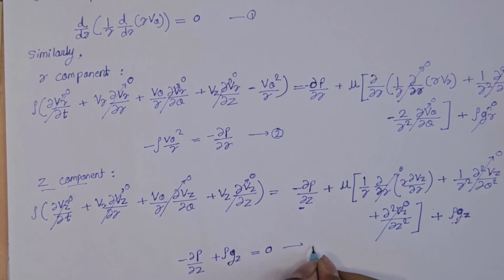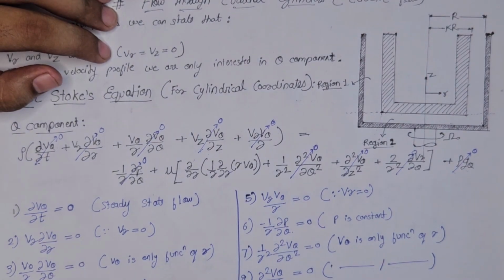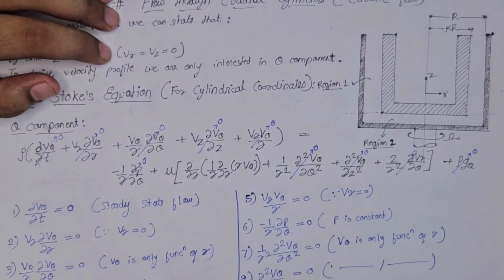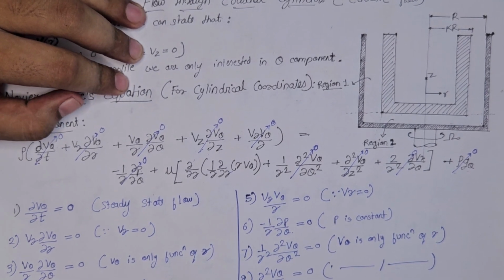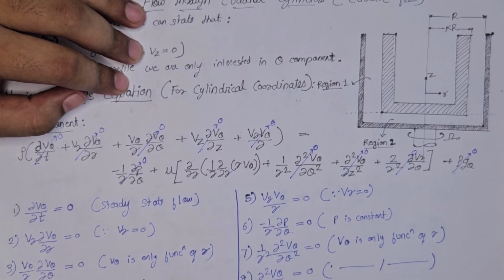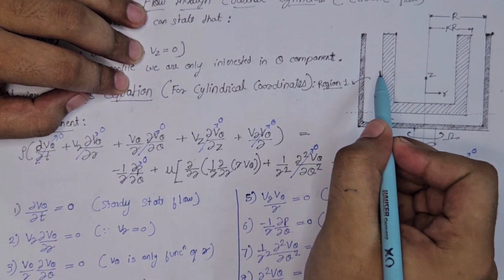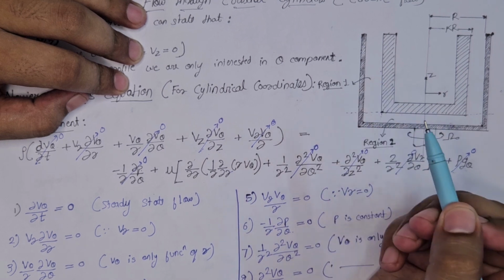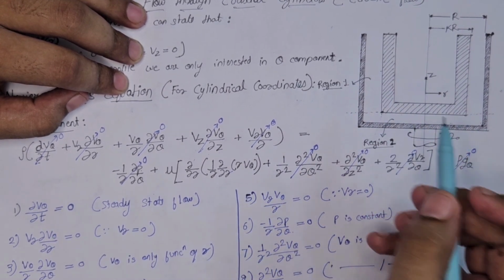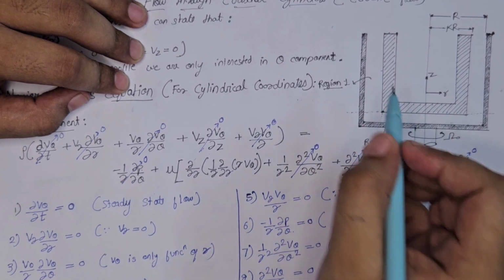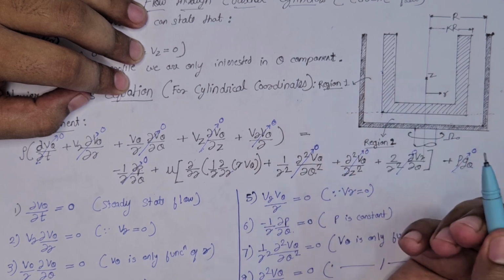We'll give this as equation 3. So now let us see the boundary conditions for a region. Considering region 1, our first boundary condition is at r equals kappa r, that is at the wall of the inner cylinder, the velocity, that is the v theta component, is 0 as our inner cylinder is stationary. So here there will be no velocity of the fluid; the velocity of the fluid here will be 0.